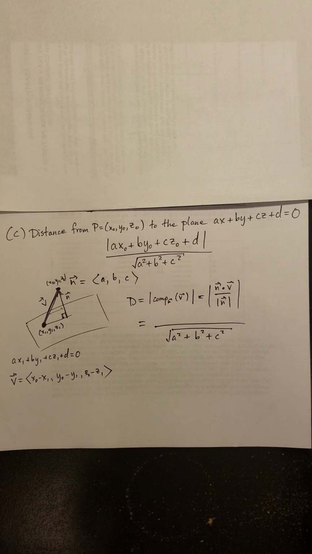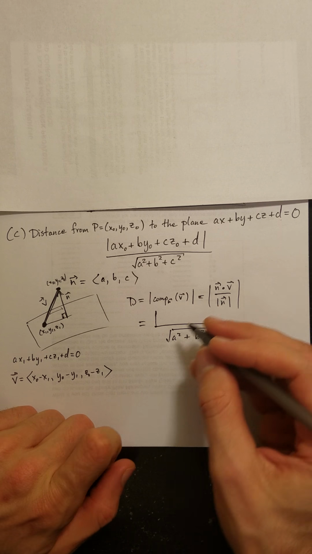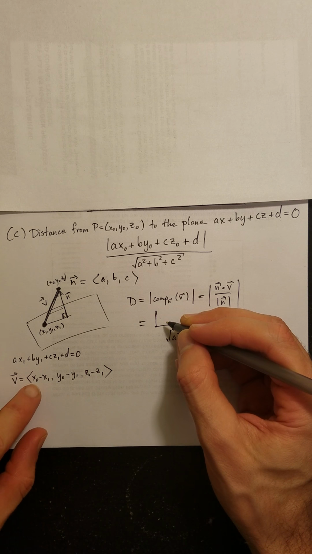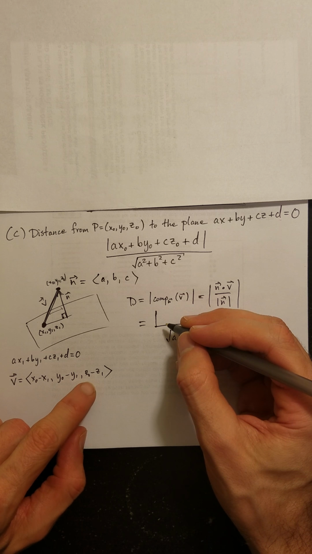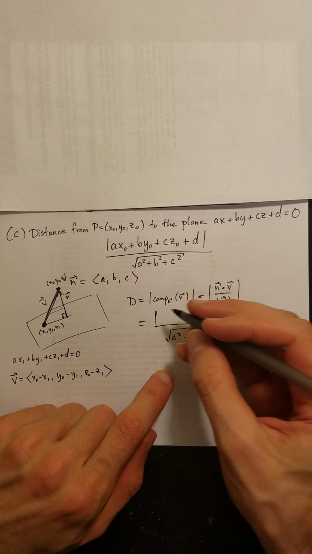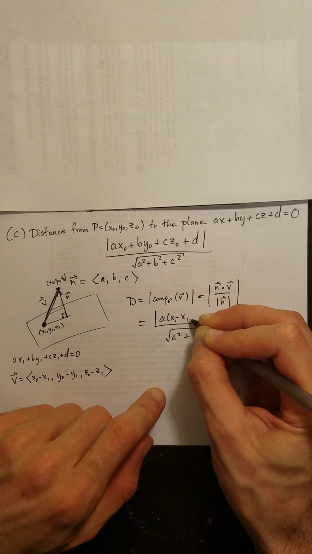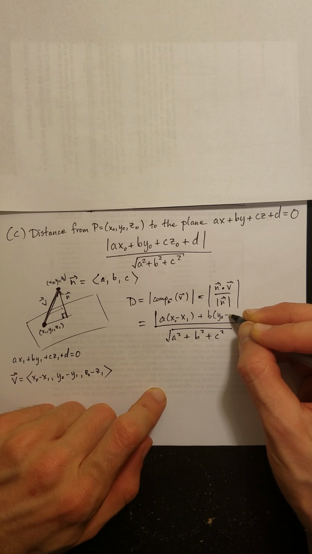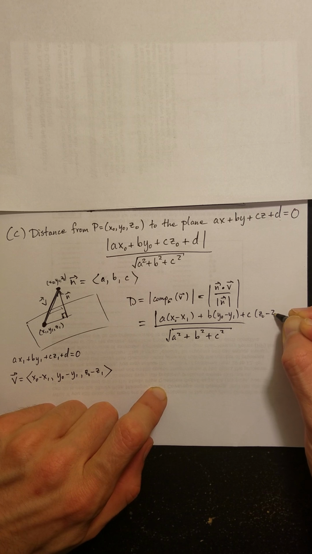Okay, and so the numerator, n dot v, of course, an absolute value, this is equal to, well, I take a, b, c and dot it with x naught minus x1, comma, y naught minus y1, comma, z naught minus z1, and so I get a times x naught minus x1 plus b times y naught minus y1 plus c times z naught minus z1.